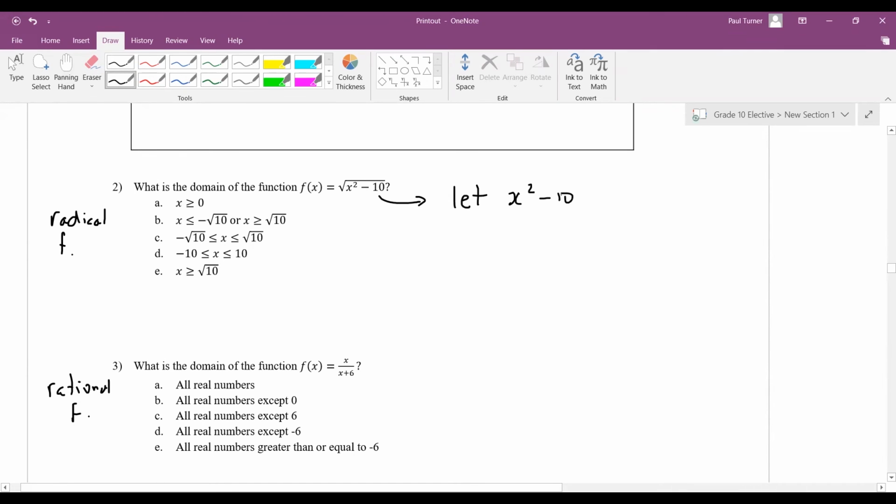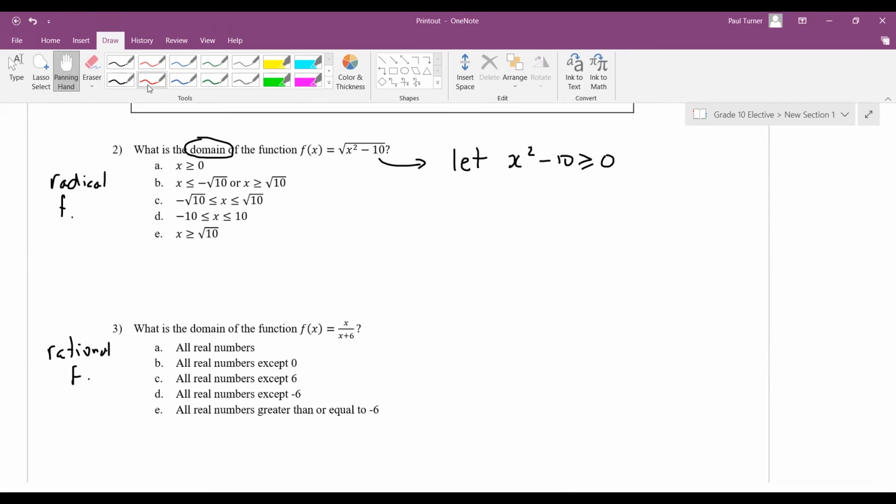x squared minus 10 be greater than or equal to 0. This must be true. This cannot be negative. Otherwise, there's no domain. We're trying to find a domain here. Now, if you were trying to solve this, do you remember how to solve those from quadratic inequalities? So what I could do, I could factorize this. Factorize where you can. You'll get x minus root 10, x plus root 10, greater than or equal to 0.